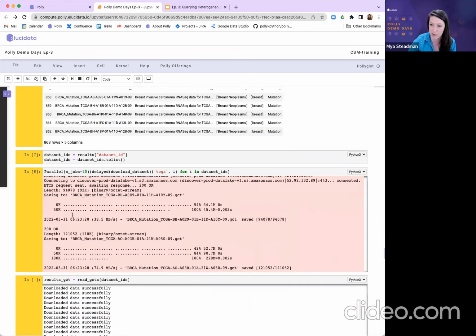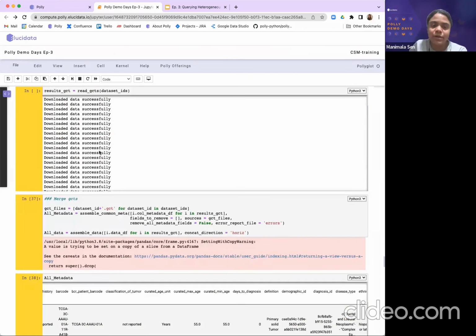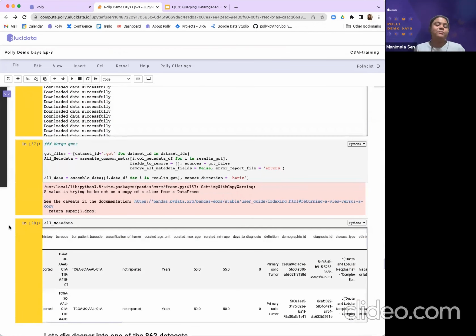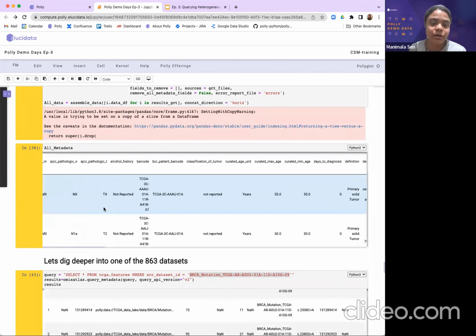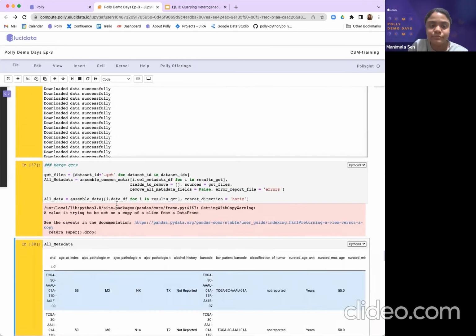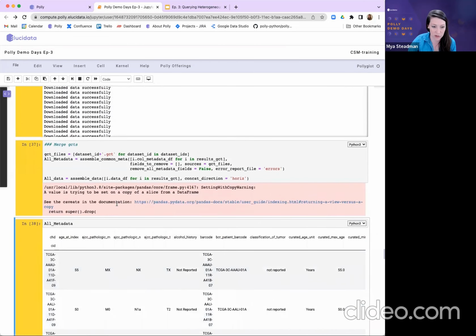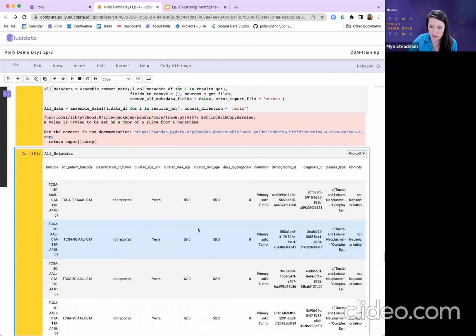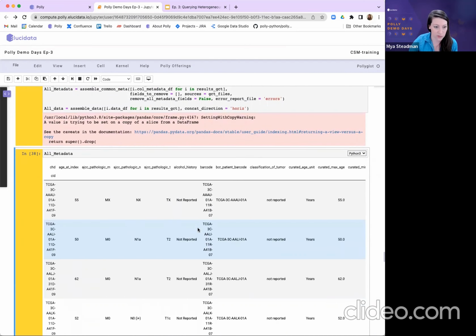Do you want to talk a little bit about why we're able to do this so quickly? Because it is a lot of data sets. That's because of the power of polycompute and the parallel processing that we can enable. It is really fast, and the merge does not take time at all. So we've merged all those files. All 863 are now in this one table, and that's what we're looking at here.